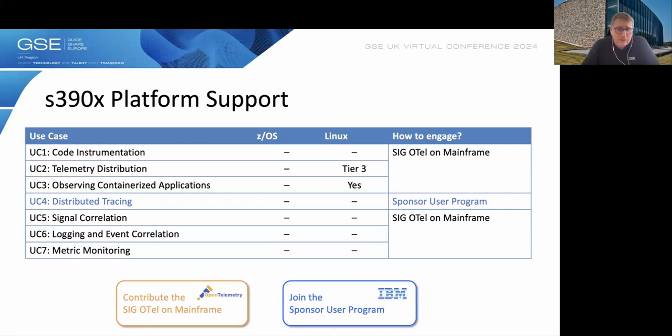But as you can see here, with respect to the other use cases, there's still a lot of opportunity to work with the community to have OpenTelemetry better supported on the mainframe. And as I was discussing throughout the presentation, we really look here for engagement either in the SIG OpenTelemetry on mainframe, or when it comes to distributed tracing, we would be referring to the IBM Sponsor User Program to address this particular use case for the z/OS platform.